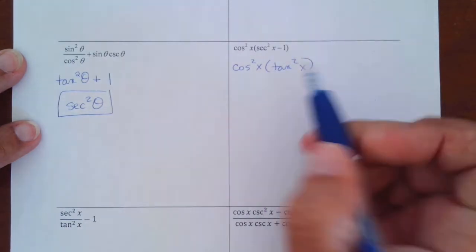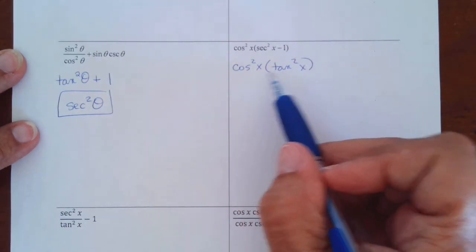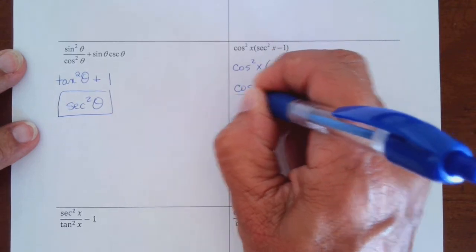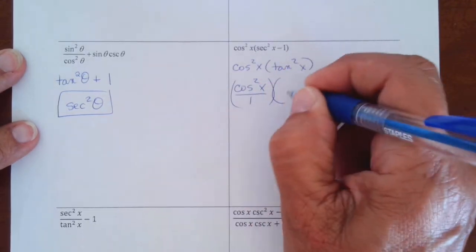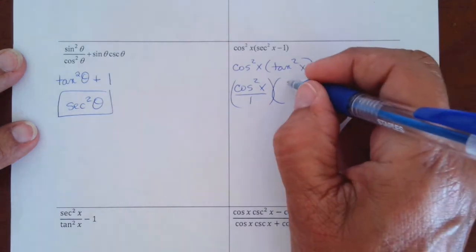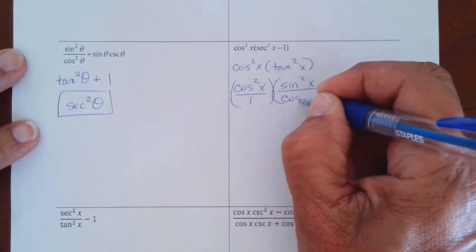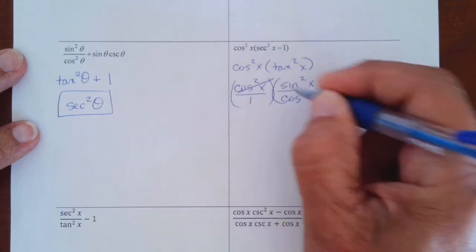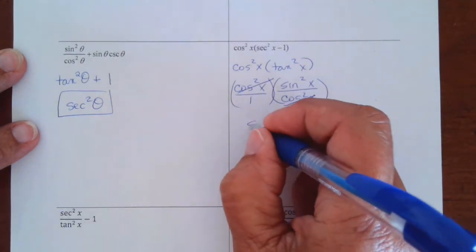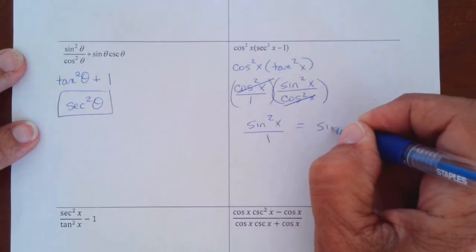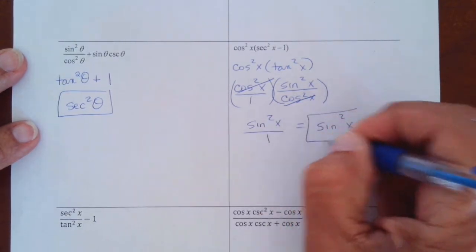Okay. Now, since I have cosines, I'm going to switch this to sines and cosines because I know that's going to cancel. I know that because in tangent, the cosine is in the denominator. So change your tangent squared to sine over cosine. Cosines are going to cancel, and you're left with the sine squared over 1. So we can reduce that down to just sine squared.